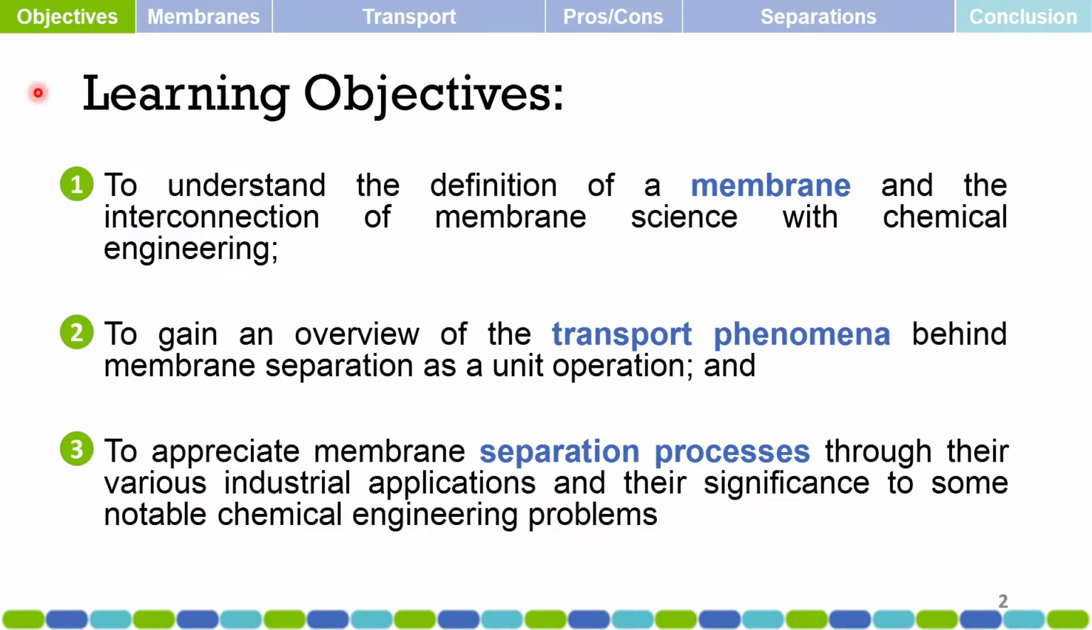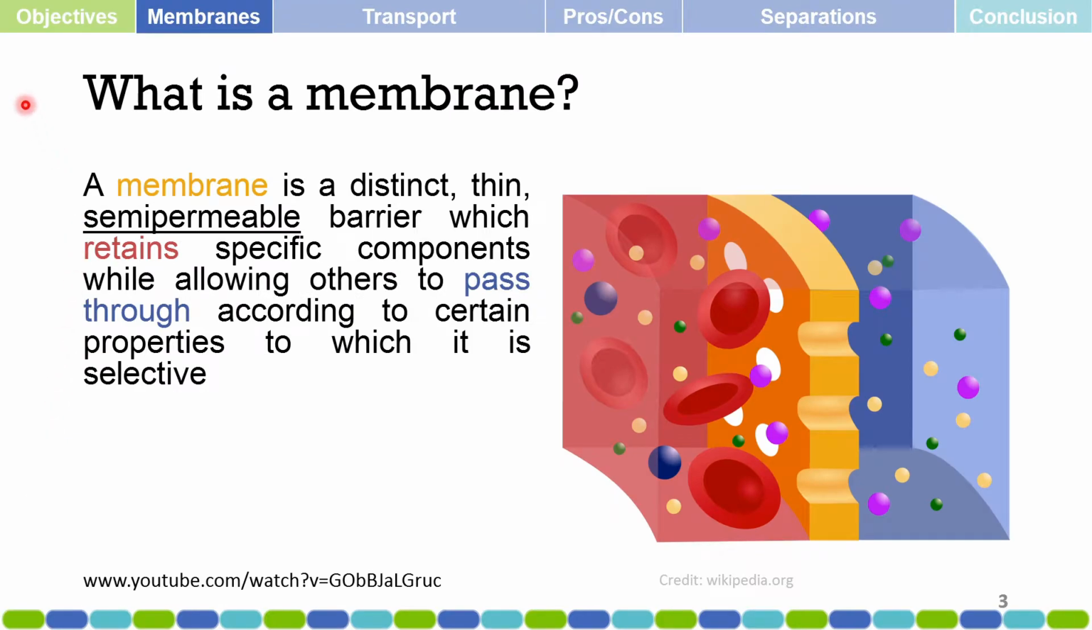Our learning objectives for this lecture are, first, to understand the definition of a membrane and the interconnection of membrane science with chemical engineering. Second, to gain an overview of the transport phenomena behind membrane separation as a unit operation. And third, to appreciate membrane separation processes through their various industrial applications and their significance to some notable chemical engineering problems.